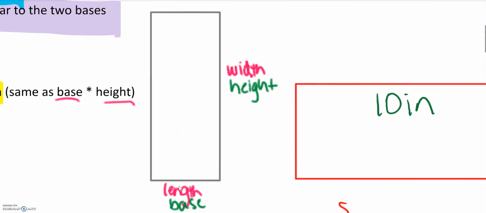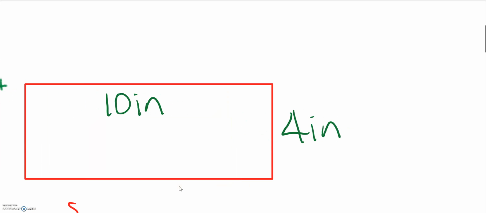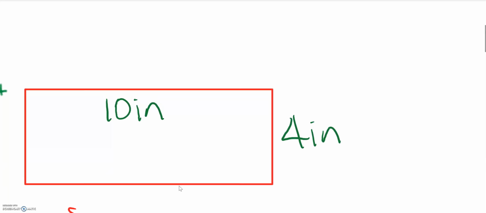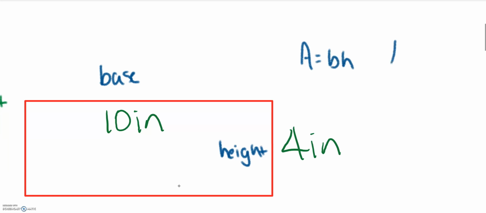Let's look at an example. So here is a rectangle, and it has a base of 10 inches, and it has a height of 4 inches. Again, this is our base or length, and this is our height or width. And so our area is base times height, or you can do area equals length times width. It really doesn't matter which one you use. Either way, we end up with 10 times 4, which is 40 inches squared.